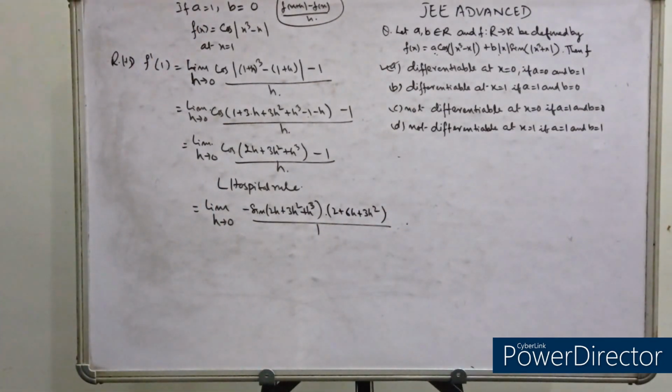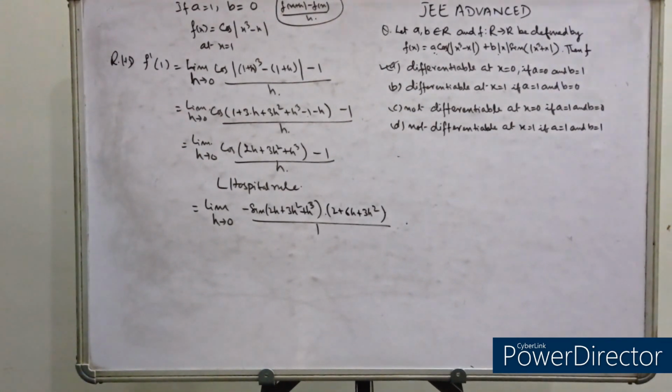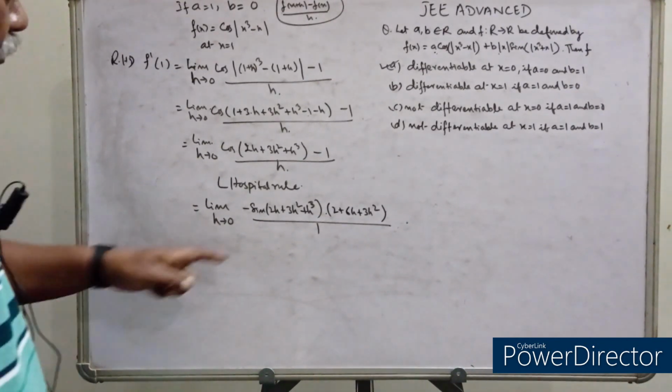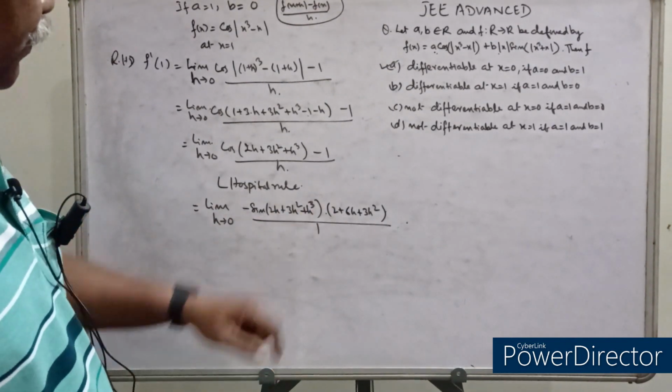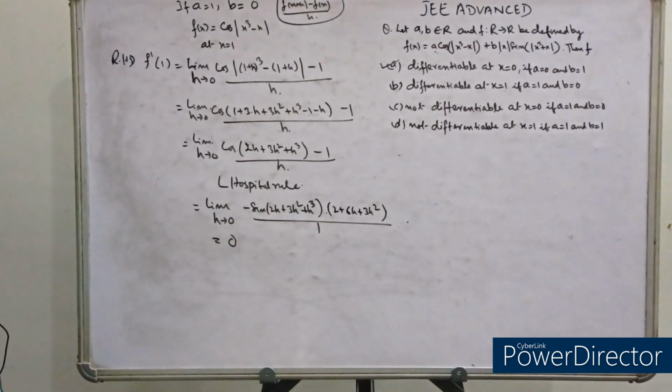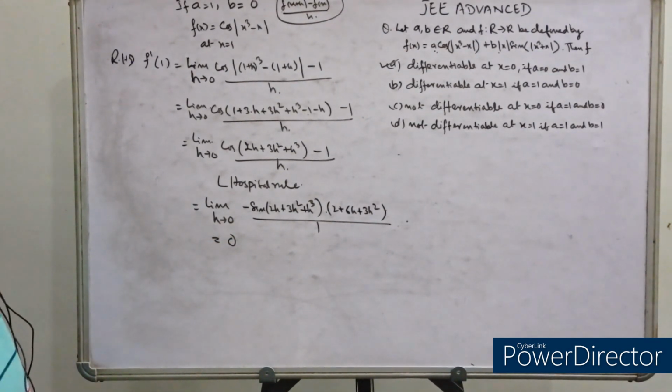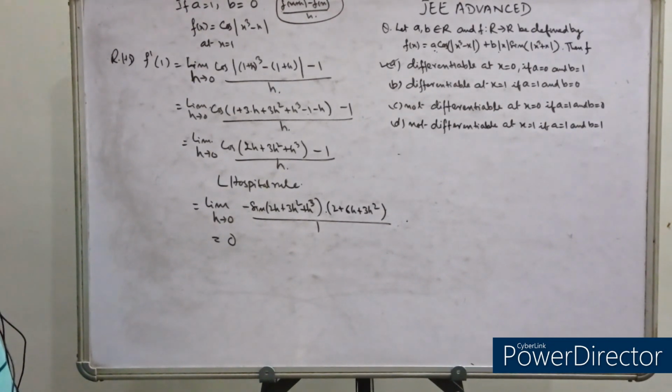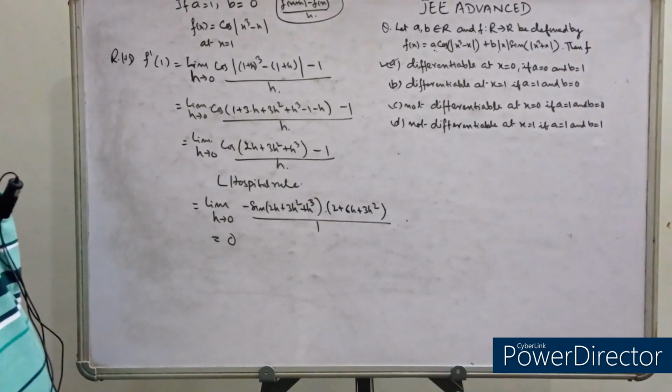Now here you see that for h equal to 0, this becomes 0, and 0 into anything is 0, so your answer is 0 here. This is your right hand derivative. Now I have to go for the left hand derivative.